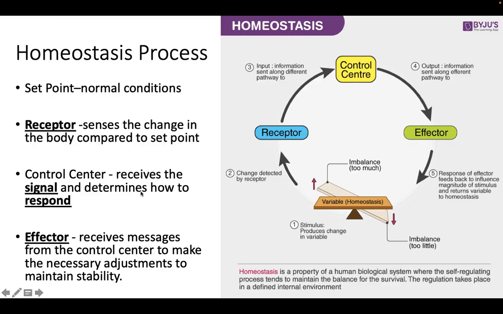But there's always a set point. A set point is like the normal conditions for stability. We've got a nice little image over here too. The receptor senses the change in the body and compares it to the set point. If it's too high, it'll relay that to the control center, and then the control center is going to receive the signal and determine how to respond. If levels of something get too high, the control center is going to then take that information and decide how to respond, send it to the effector, and the effector is going to take the message from the control center and make the necessary adjustments to keep stability.